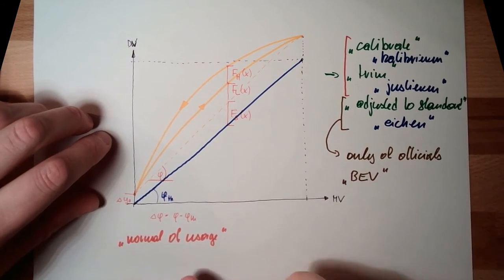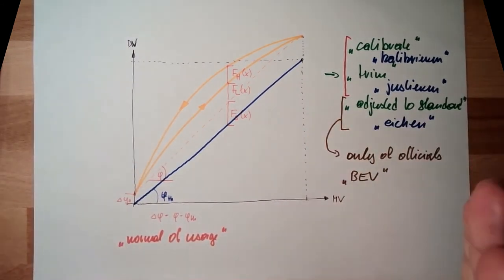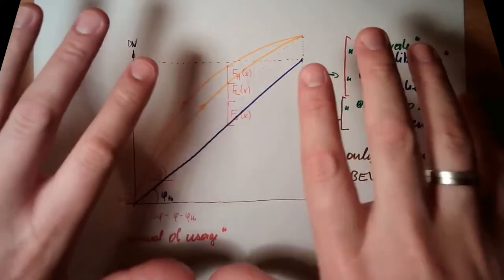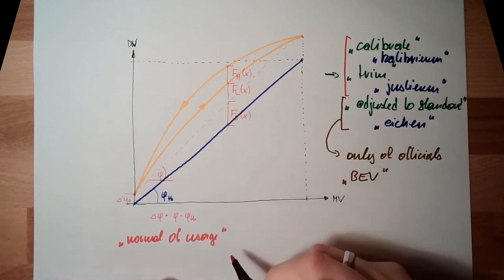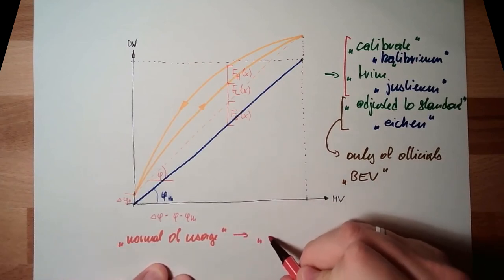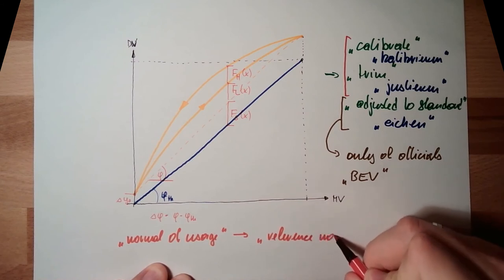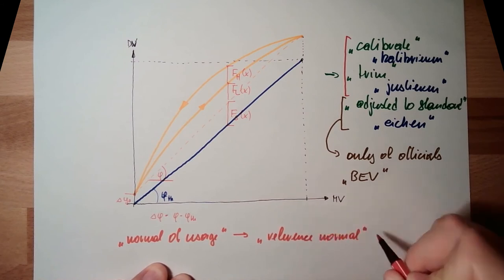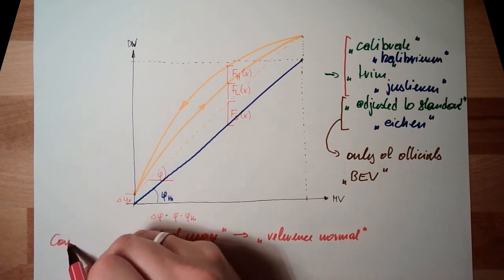Every once in a while, this normal of usage is checked against a reference normal with a higher accuracy. Usually every company has such a reference normal somewhere. This is still in the company. The red one is in the company.